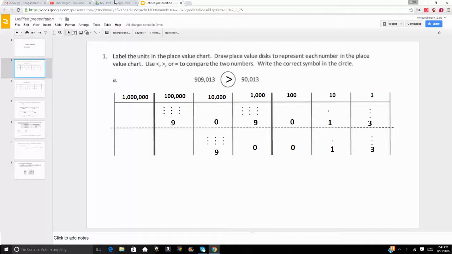So we have 909,013 and 90,013. And if it's easier to start in the ones place to put the digits in the correct spot, you may certainly do that. That's always a good idea. But when you see it visually on the place value chart, it's easy to see that 909,013 is greater than 90,013. Okay? And we put the greater than sign there.